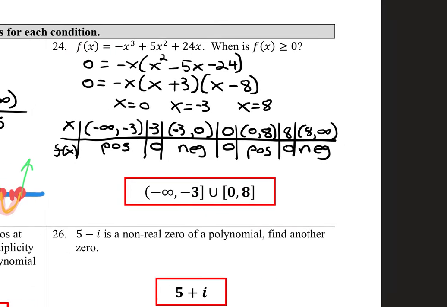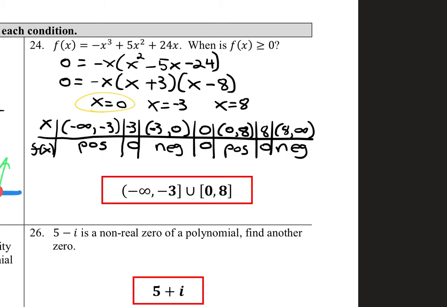For 24, my zeros are 0, -3, and 8. So again, on my number line, -3, 0, 8. And it's an exponent that is odd with a negative on the front, so it rises left and falls right. The multiplicity of each of these zeros is 1.